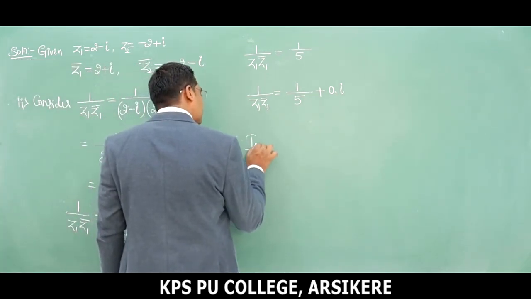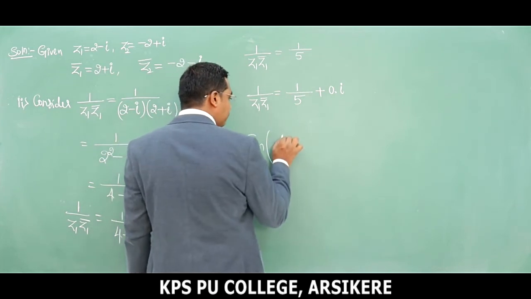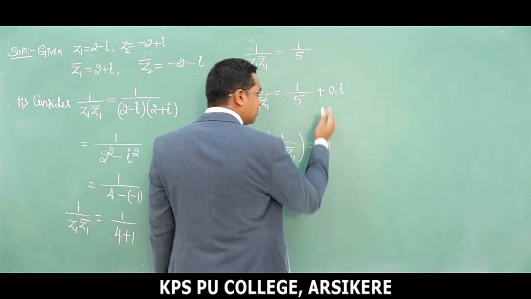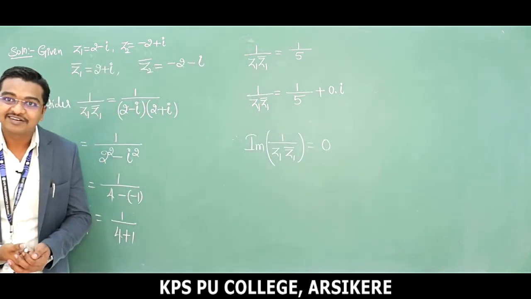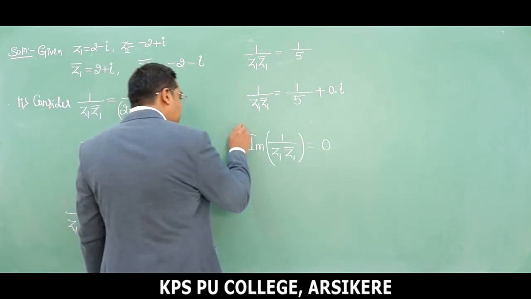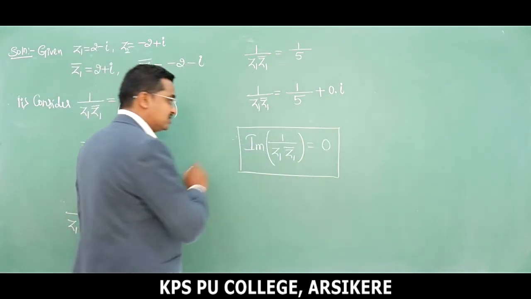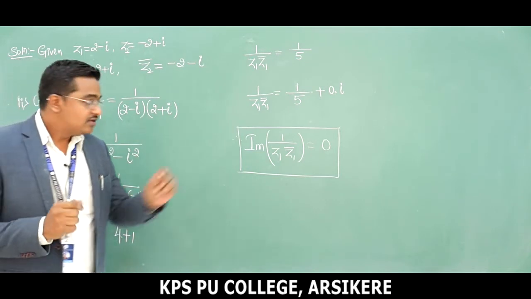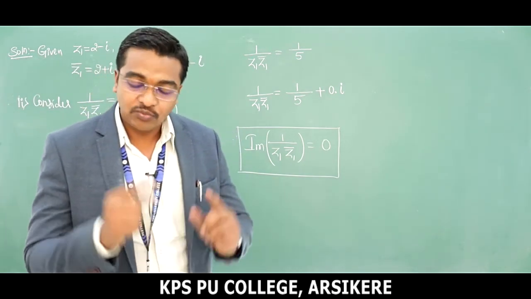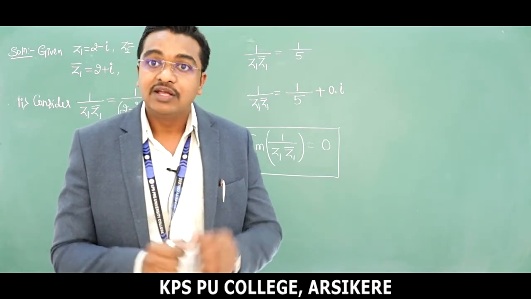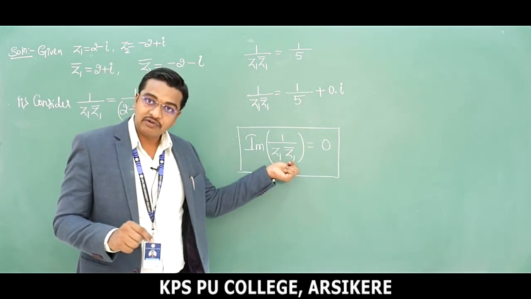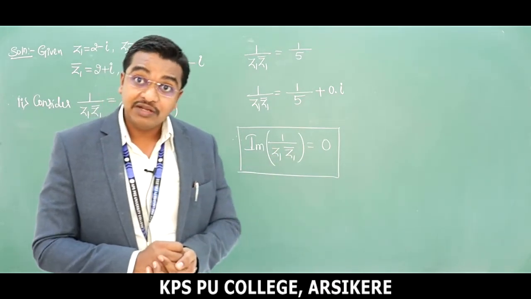Therefore, Im of 1 divided by Z1 into Z1 bar is equal to what? The imaginary part is 0 here. So therefore the imaginary part of 1 divided by Z1 into Z1 bar is equal to 0. This is our required answer. So here we need to find the imaginary part of 1 divided by Z1 into Z1 bar. That's why we need to find the expression for 1 divided by Z1 into Z1 bar, then find the corresponding imaginary part.